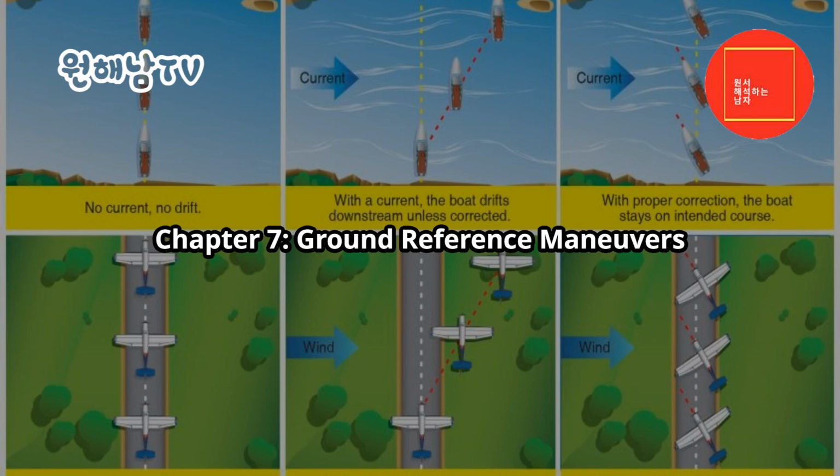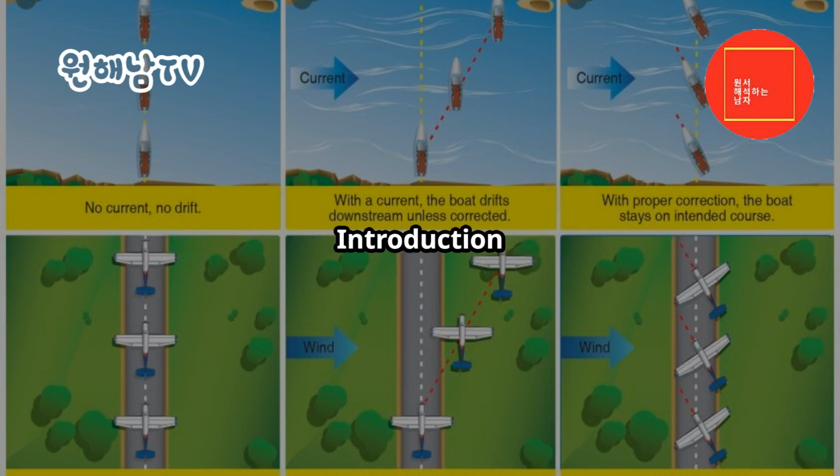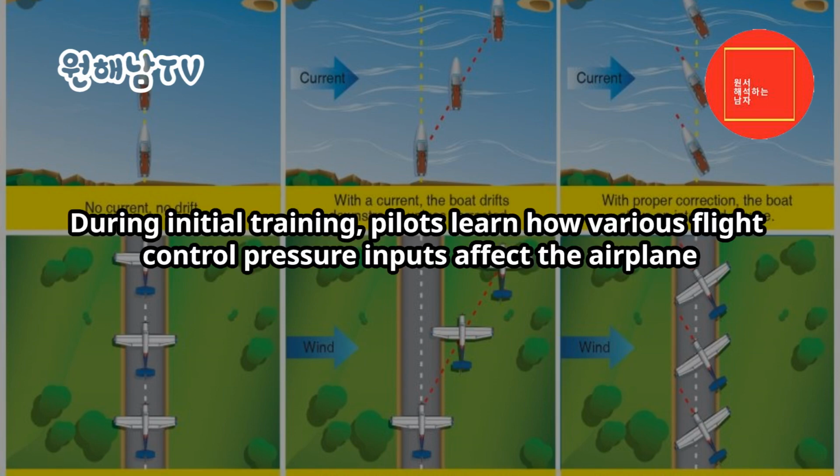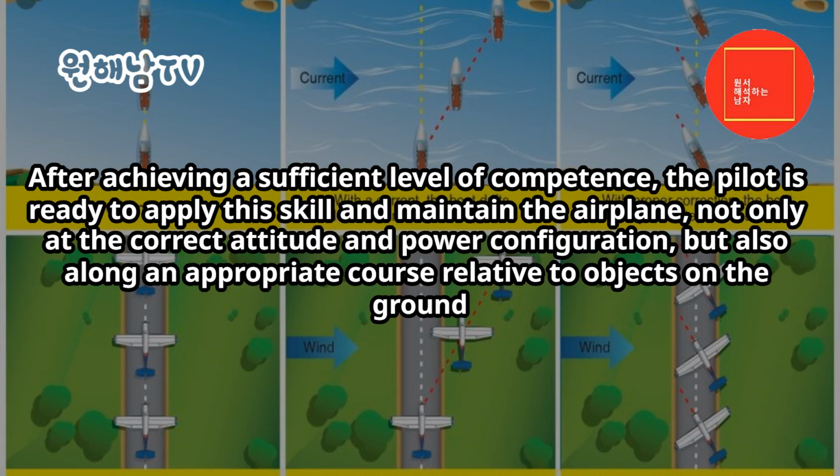Chapter 7. Ground Reference Maneuvers. Introduction. During initial training, pilots learn how various flight control pressure inputs affect the airplane. After achieving a sufficient level of competence, the pilot is ready to apply this skill and maintain the airplane, not only at the correct attitude and power configuration, but also along an appropriate course relative to objects on the ground.